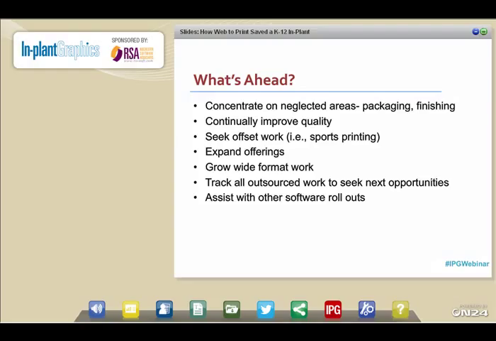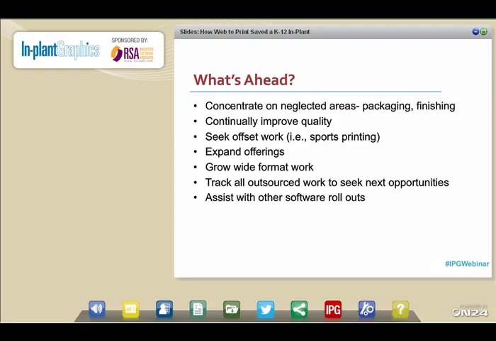We're starting to expand our offerings a little bit more. Everybody's getting into wide formats. We're starting to grow that side of things a little bit, some signage, whatnot. And like I mentioned, I do track the outsourced work as much as I possibly can, so that I can see what's being outsourced, why, and why aren't we doing it, kind of a situation.